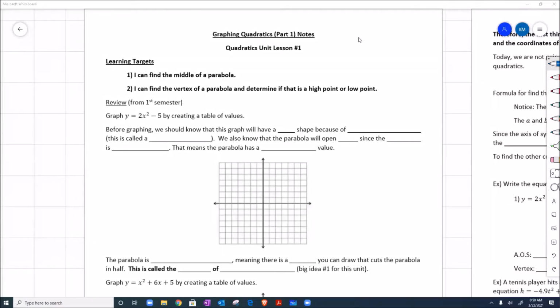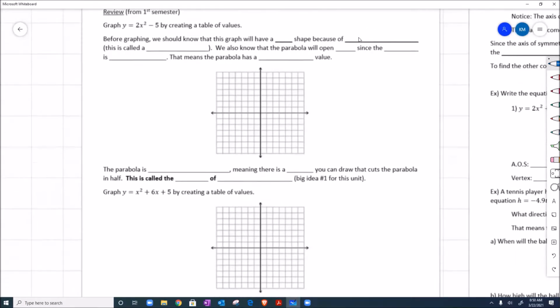Today we're looking at graphing quadratics, part 1 notes. At the end of this video, you should be able to find the middle of a parabola, and you should be able to find the vertex of a parabola and determine if that is a high point or a low point. Okay, so a little bit of review from first semester.